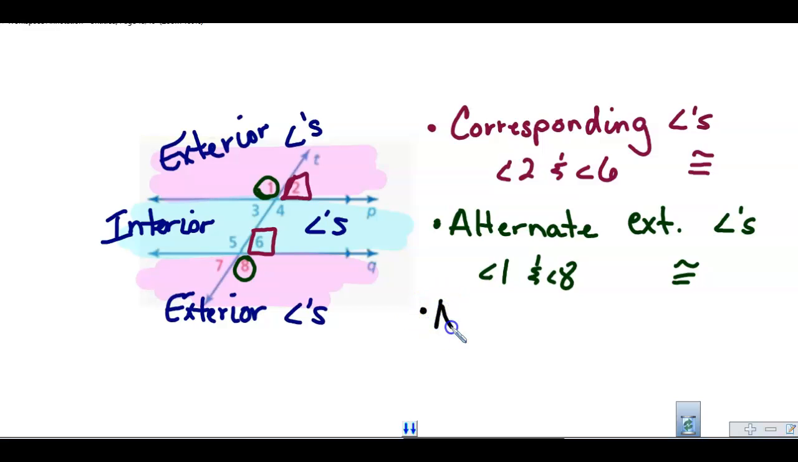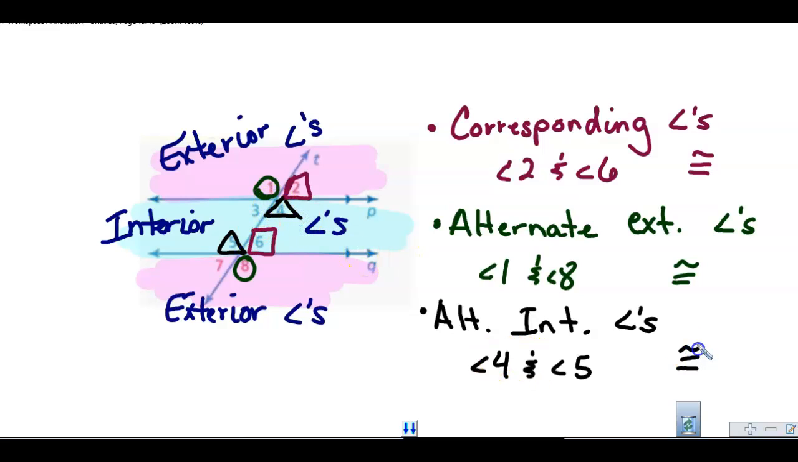Then we have alternate interior angles, and I'm going to go ahead and abbreviate here. Alternate interior angles, such as angle 4 and angle 5. And once again, those are important because they are congruent. Again, lots and lots of congruencies going on here.